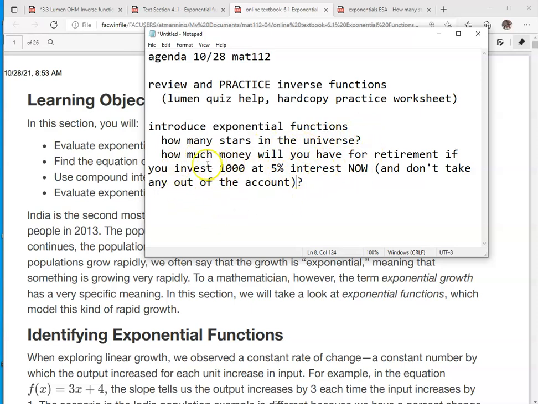But here's an important question. How many of you have jobs, earning some money? Have you done any investment?